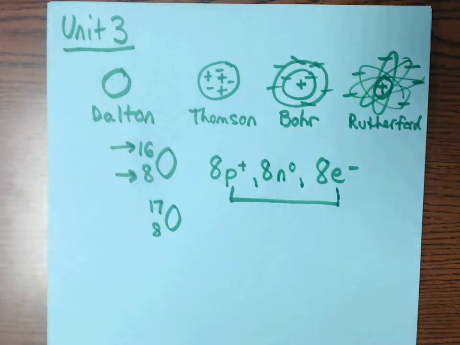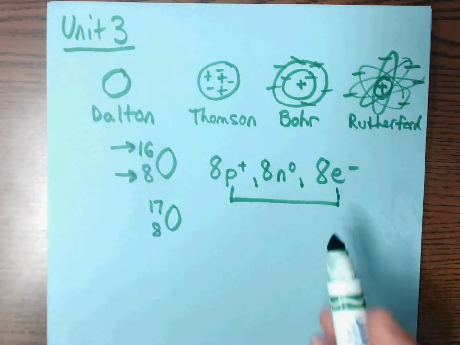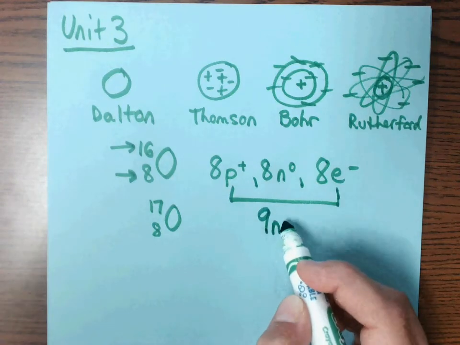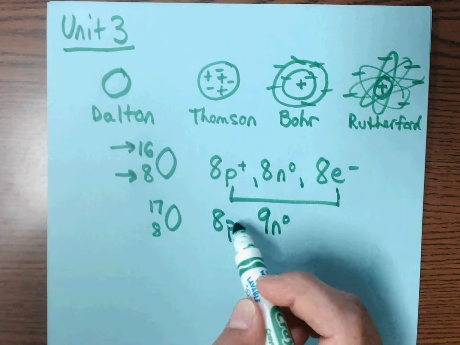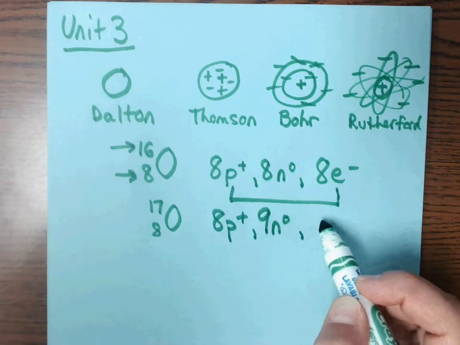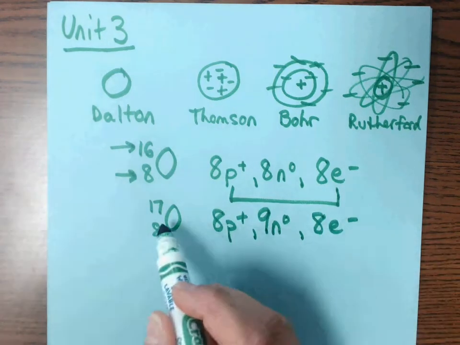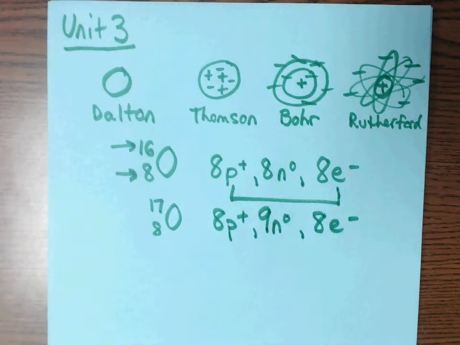Now if I had an isotope of oxygen, it might look something like this. We know that's an isotope because 17 minus 8 gives us 9 neutrons instead of our 8. So it's still referring to oxygen with 8 protons and neutrally having 8 electrons, but now it has 1 more neutron, so we call this an isotope.